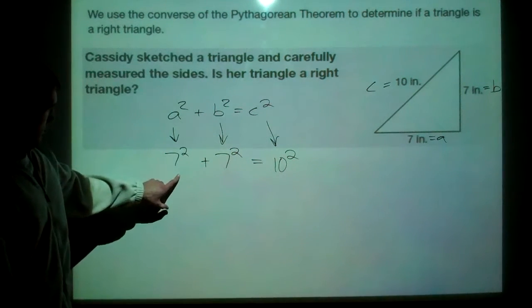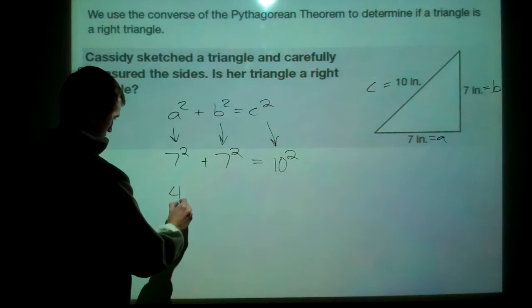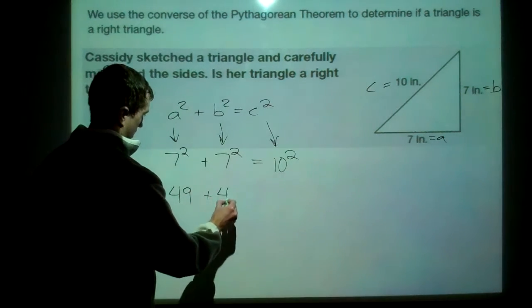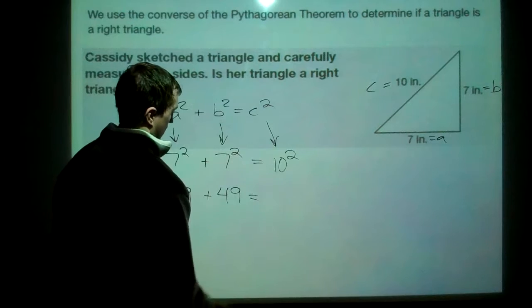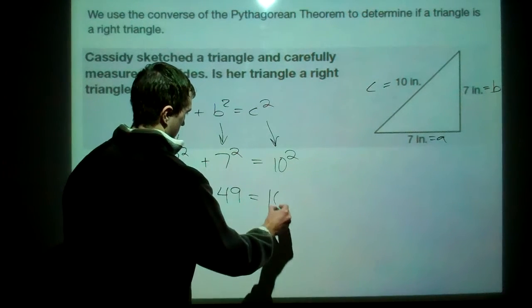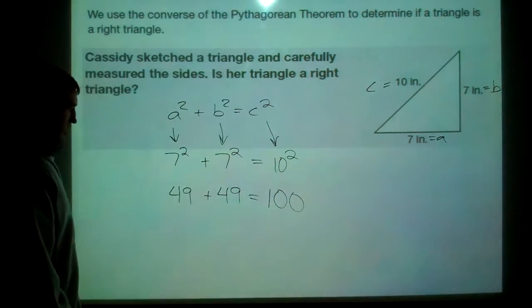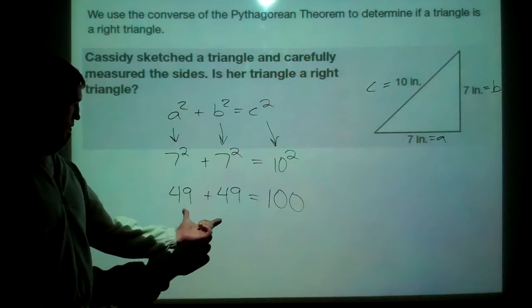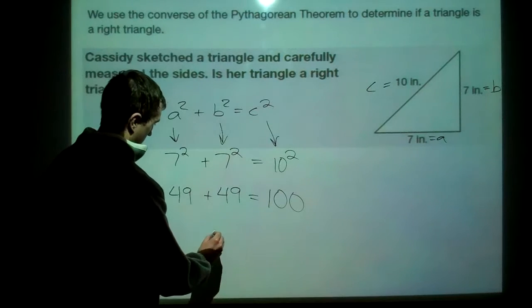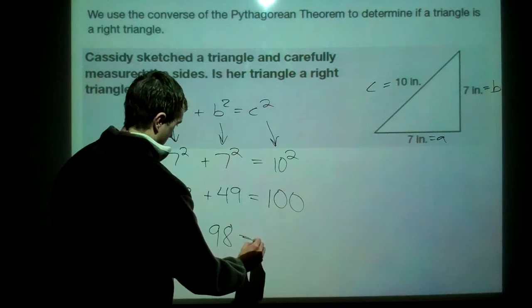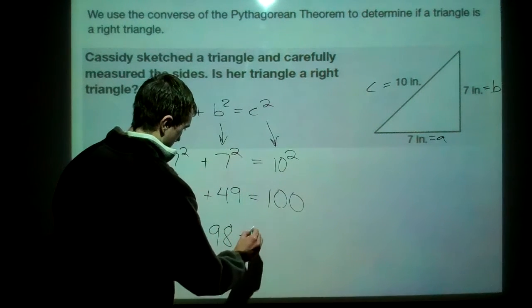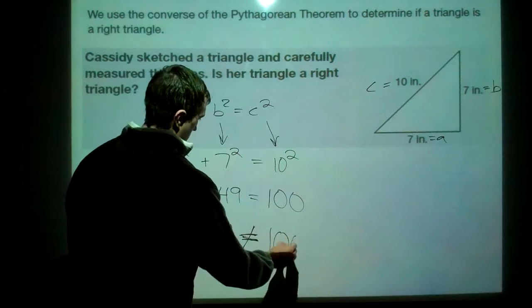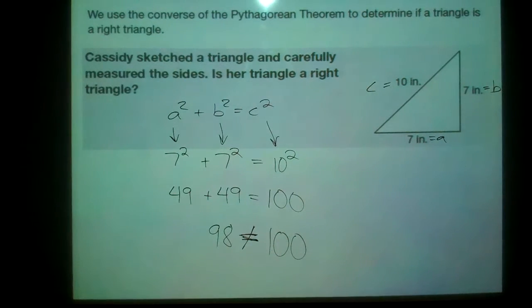So 7 squared is 49. We get 49 plus 49, so we have 2 7s. And then 10 squared is 100, 10 times 10. And clearly we can see right away we're not going to get 100 on this side. We're going to get 49 plus 49, which is 98. And we know that that is not equal to 100. So, is this a right triangle? No, it is not a right triangle.